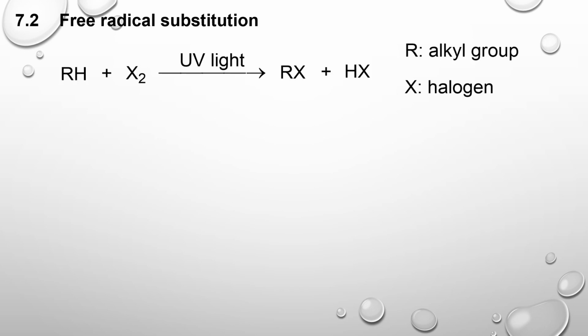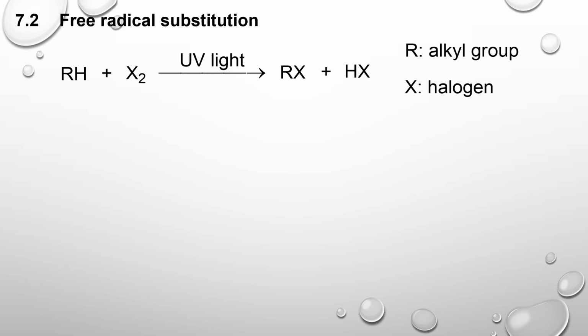Next, we're going to talk about free radical substitution as well as the mechanism for free radical substitution. So what is a free radical substitution? Basically, alkanes can undergo free radical substitution with a halogen. As seen by this equation, you have R, which is your alkyl group, and X is your halogen.